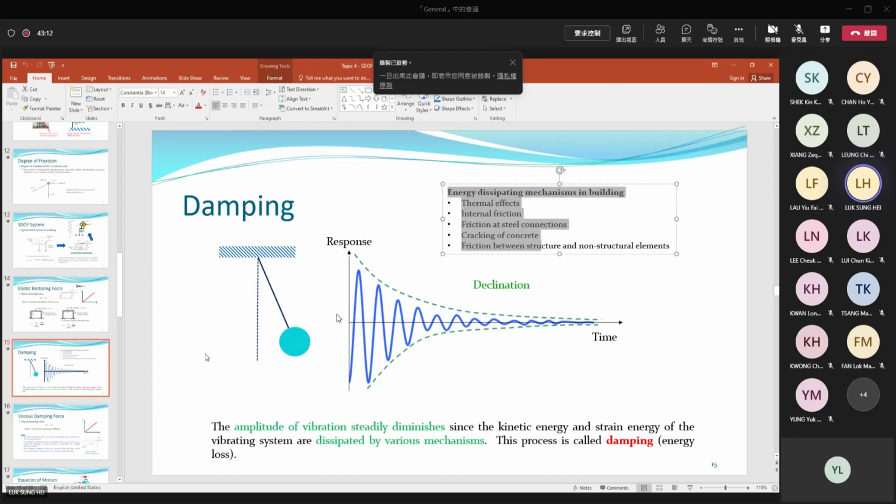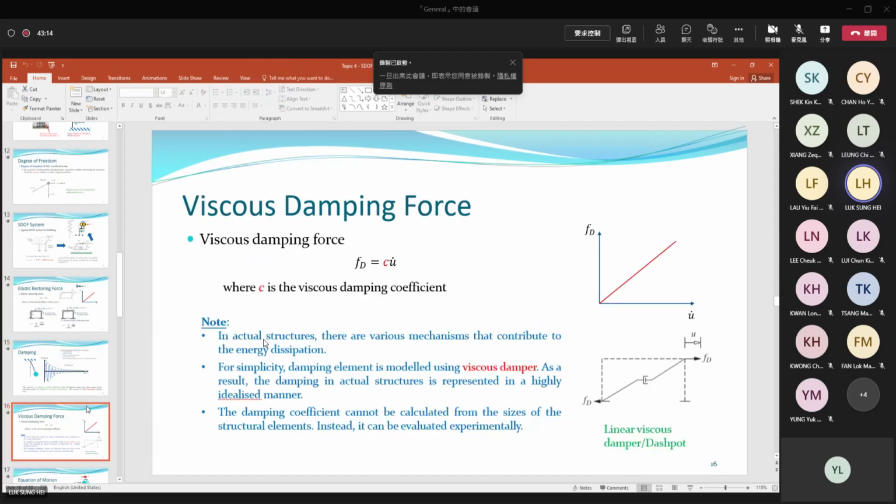That's why last time we introduced that we normally use one very simple model, the viscous damping model. According to this model, all the energy loss, all the energy dissipation mechanisms, can be described by one simple term, the damping coefficient C. We call that the viscous damping coefficient. In short, the damping coefficient is used to model all the energy dissipation, to make things simple.